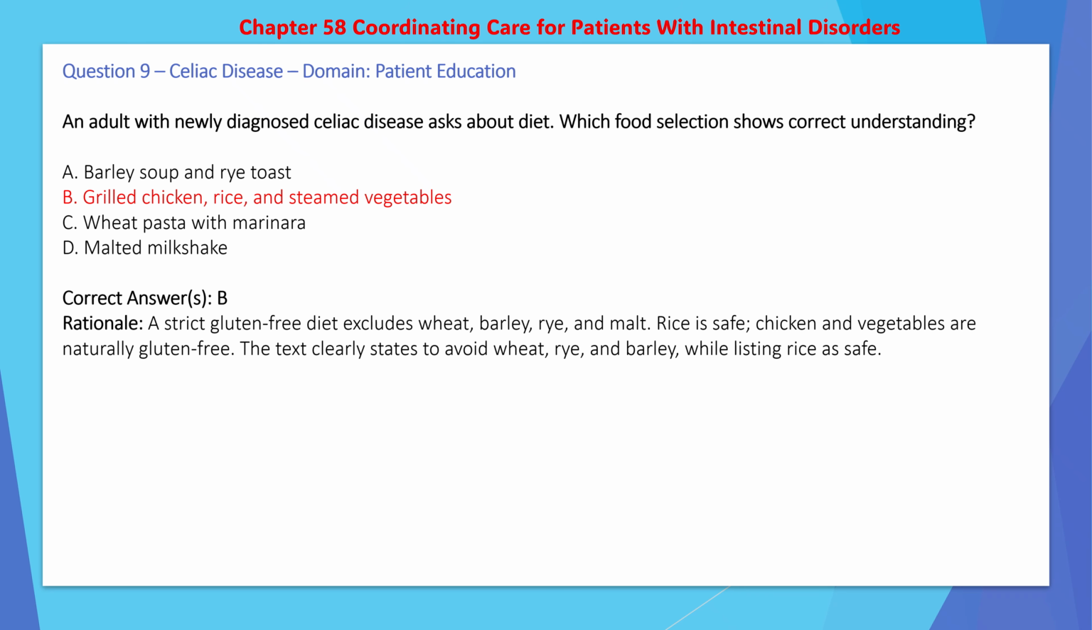So a strict gluten-free diet excludes wheat, barley, rye, and malt. Rice is safe. Chicken and vegetables are naturally gluten-free. The text clearly states to avoid wheat, rye, and barley while listing rice as safe. So I also said this earlier as an example.